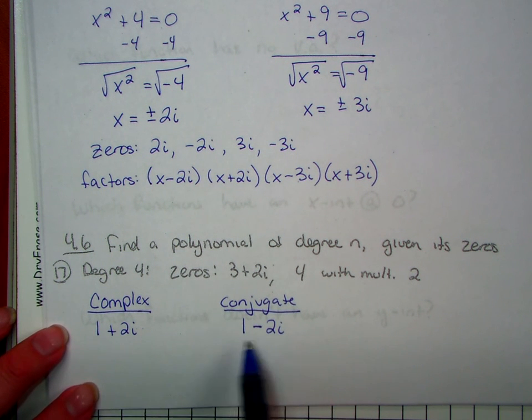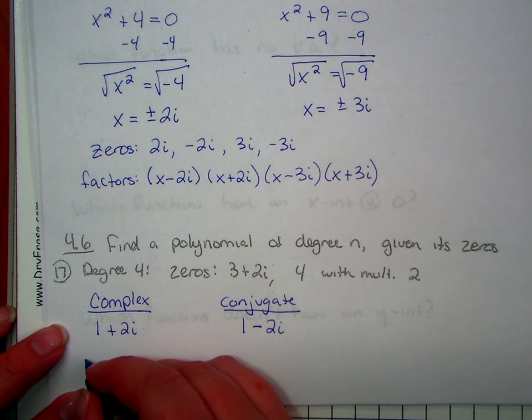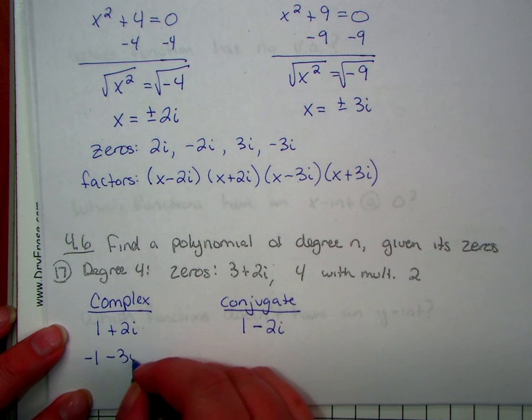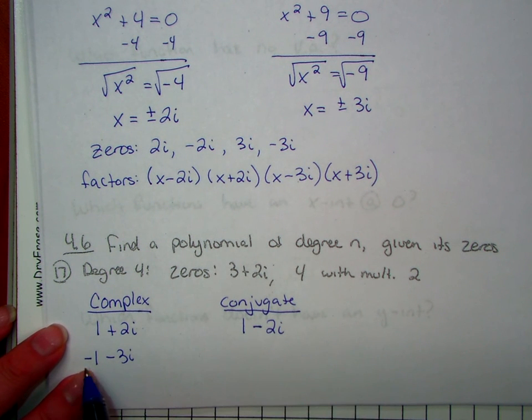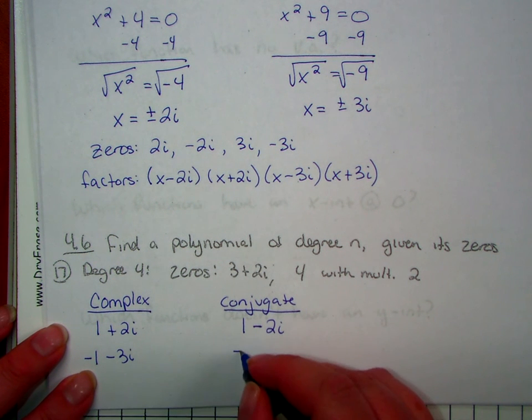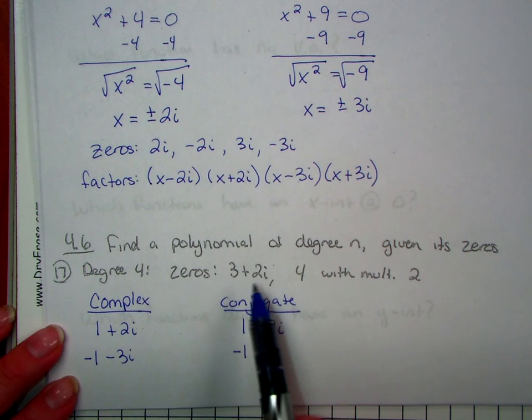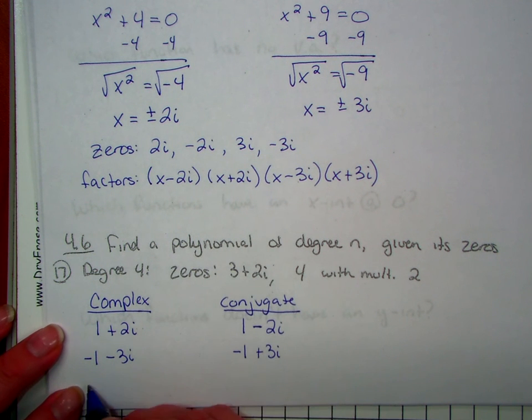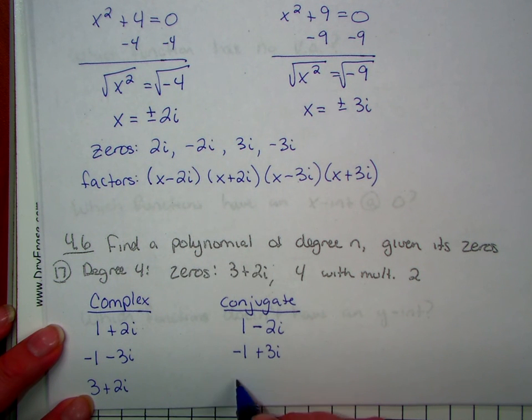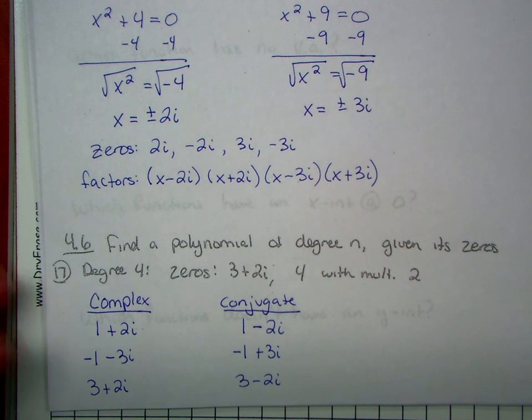Right? We're just changing the imaginary term here. So if we had negative 1 minus 3i, the conjugate is going to leave the real part of the number alone and change the sign of the imaginary part. So we'll get negative 1 plus 3i. Right? So in this one, we had a zero, 3 plus 2i. And so what else is also a zero of this polynomial is its conjugate 3 minus 2i. Okay?